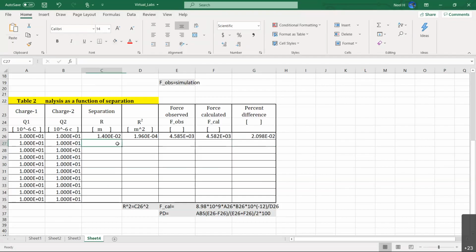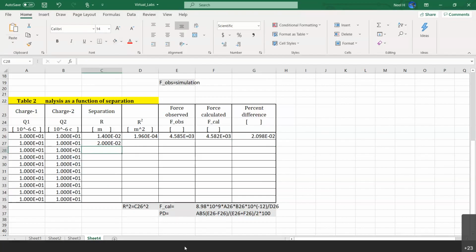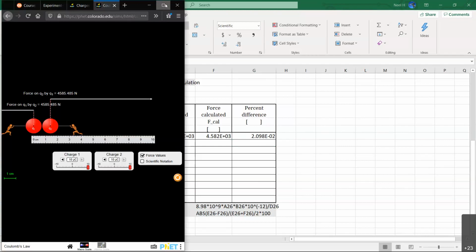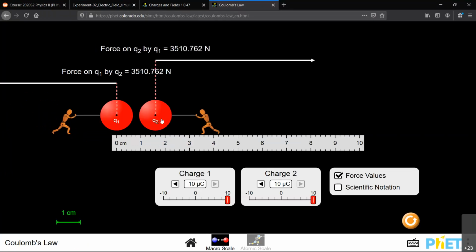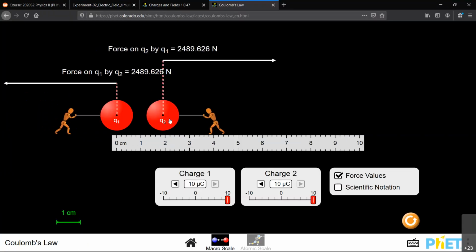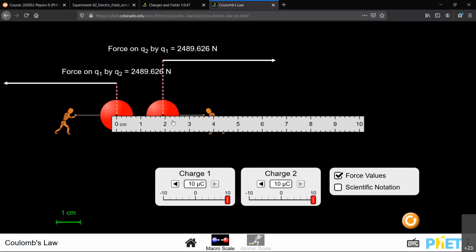Then let's continue. We'll do 2 centimeters. 2 centimeters means 0.02. 2 centimeter separation between the charges. So all you have to do, don't change the charges. Now we change the radius. So click object number 2, bring it to the midpoint of object number 2, click and drag to the 2 centimeter location. Midpoint should be at the 2 centimeter location. And then extract the force: 2246.88.